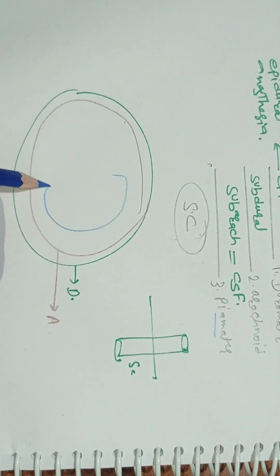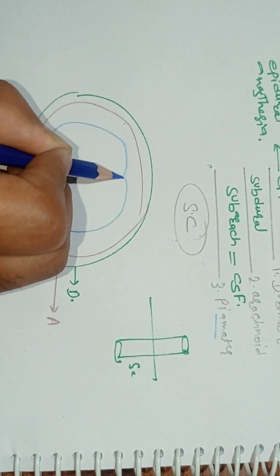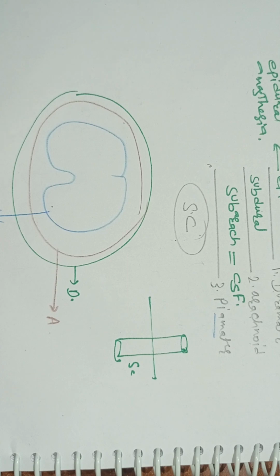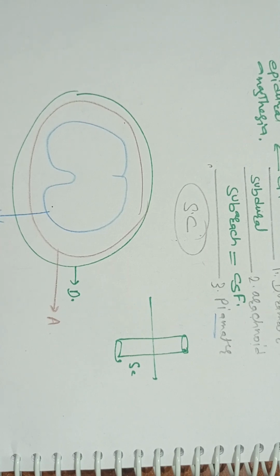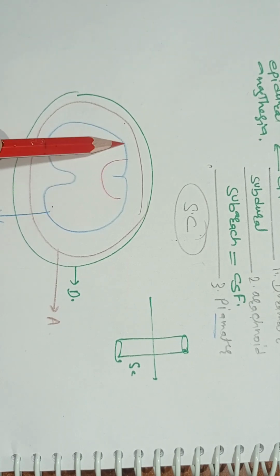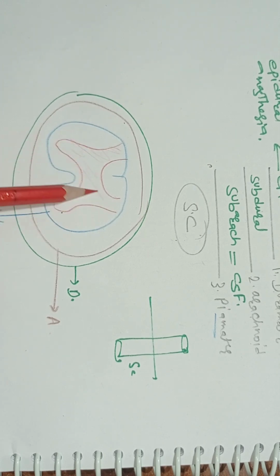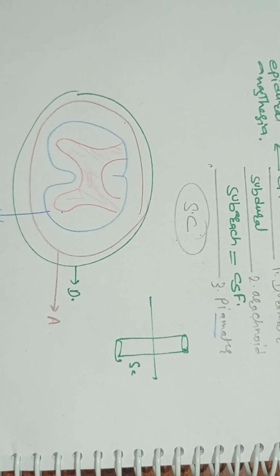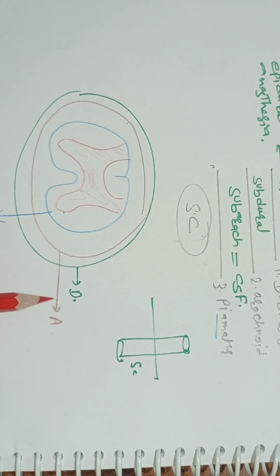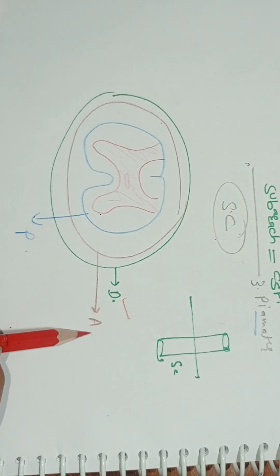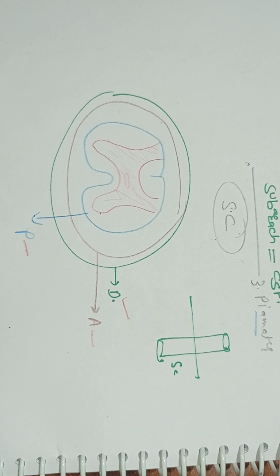This is the pia mater. Inside the pia mater we will have the spinal cord. This is the spinal cord. So this is the dura mater, outermost, then arachnoid mater, then pia mater.